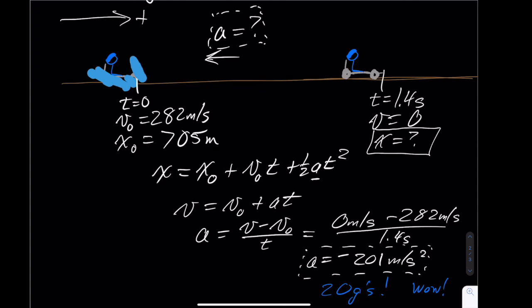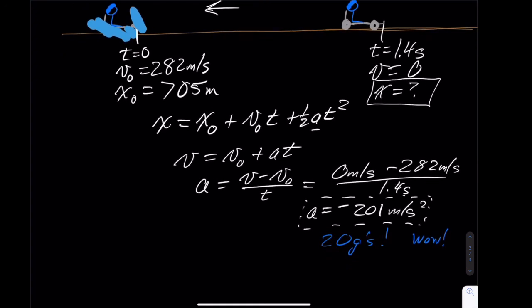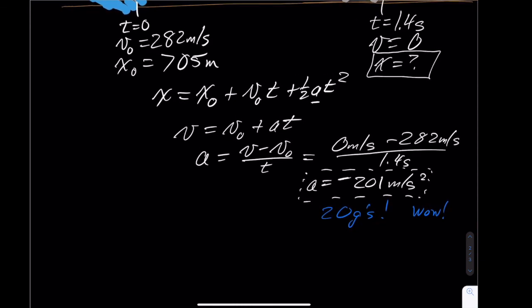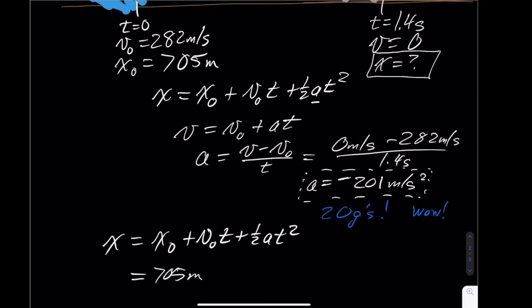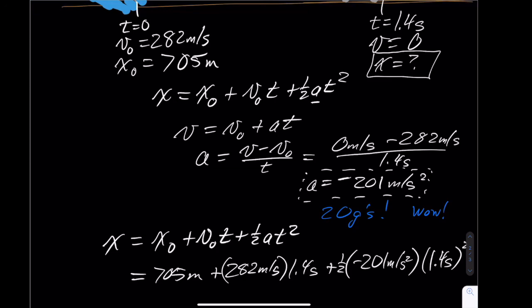Okay, so now we want to use that acceleration we calculated. Again, the minus sign is important. We need to stay consistent with the directions that are in our picture. And now I can use that in my position equation. So x equals x naught plus v naught t plus 1/2 at squared. I'm just copying it down. So I decided to call my initial position the 705 meters that I'd already traveled with the rocket on, plus the initial velocity, that's 282 meters per second, times the time, which is 1.4 seconds, and then plus 1/2. So again, remember that's a negative 201 meters per second squared times 1.4 seconds quantity squared.